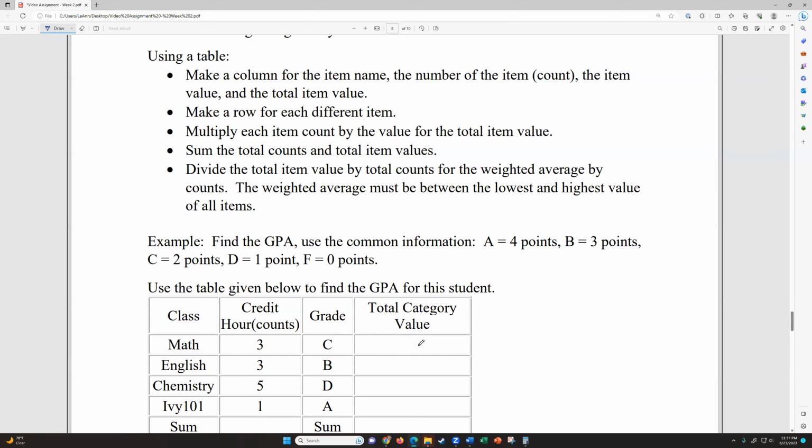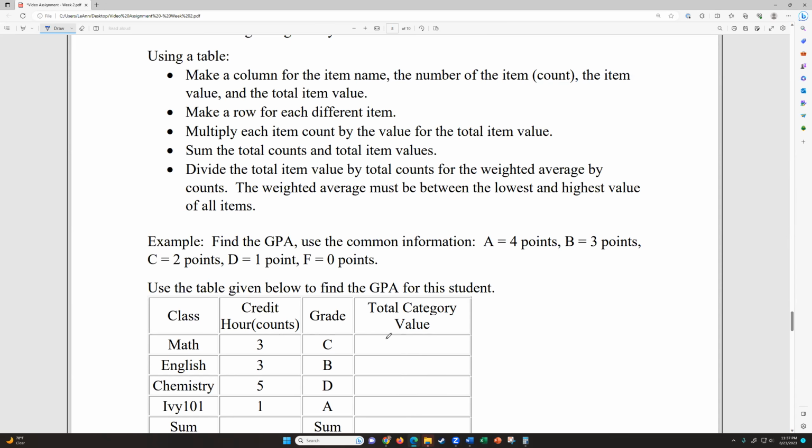And then the total category value is found by multiplying the number of credit hours times the value of the grade, okay? And then we'll divide the total value by total count. So that's going to be the sum of this category. So all of our classes, what were the values we actually earned for everything?